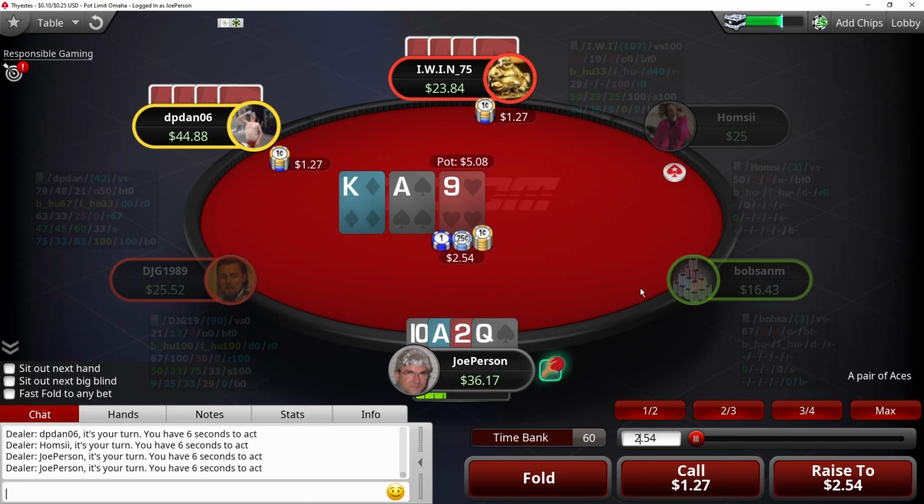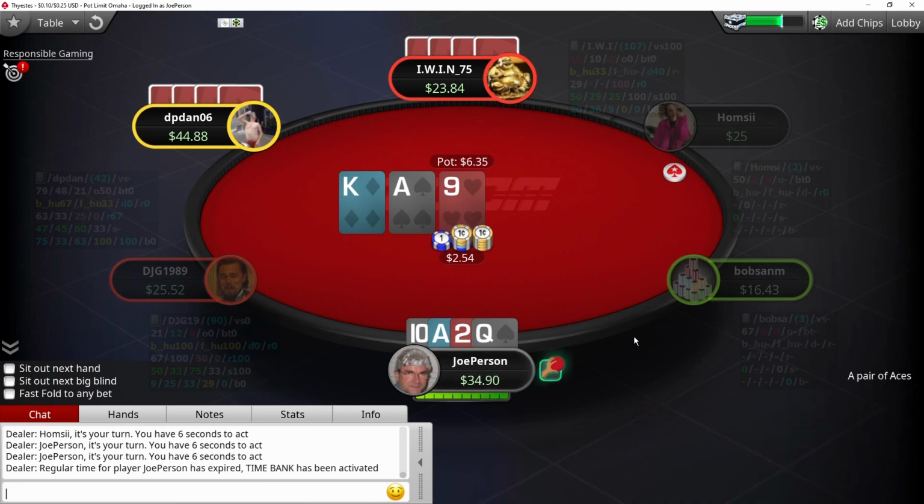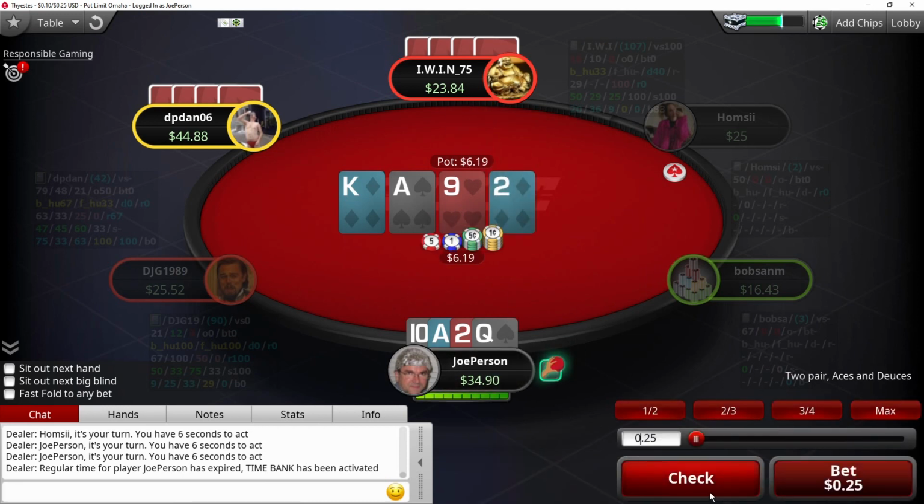Now it's kind of stuck. We have the backdoor flush and we have the gutshot. If he had folded, it would be easy to call versus his range, but once he calls, he has a ton of ace-x. But would he raise? I'm going to see the turn.